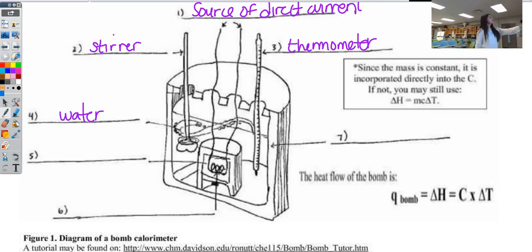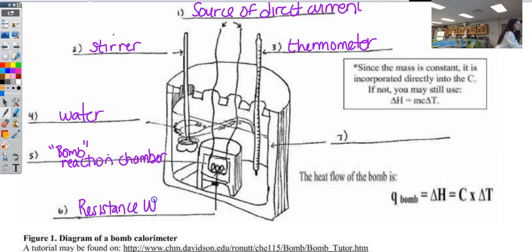Okay, number five, so this is our bomb. That's like the bomb chamber that's there. So this is our quote-unquote bomb, or we can call it the reaction chamber. Okay, number six, so this is our ignition. So we know that we need some type of resistance wire for igniting this. So that's our resistance wire for ignition. Okay, so that way, if we're trying to burn something, we would set it off up here, have a switch go off, and then we can get that burning on the inside of that bomb.